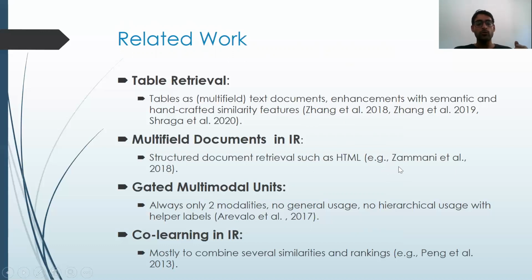In this work, we further make a novel use of GMUs, Gated Multimodal Units. In this work, we consider more than 2 modalities at once. Finally, co-learning in information retrieval is usually done by combining several similarities or several rankings. However, in our work, we use helper labels to enhance the learning process.